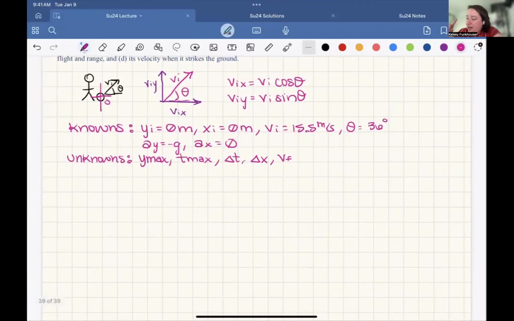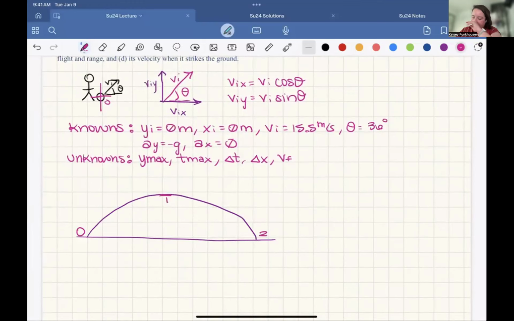So now let's draw the trajectory, because we're asked about things from different points in the trajectory. So there's the ground. I'm going to call this point 0, this point 1, and this point 2. So this is where we start. We have our initial velocity and our angle. And this is where we get that maximum height.